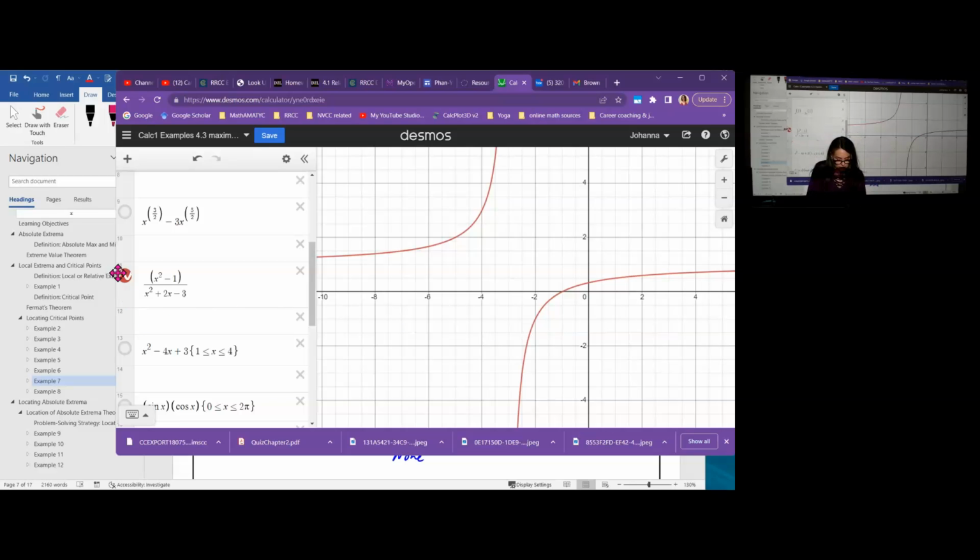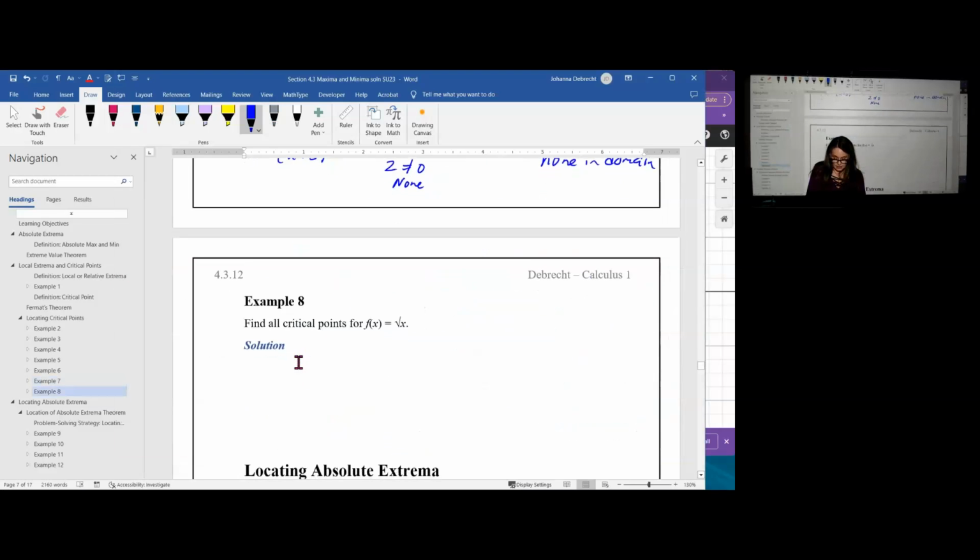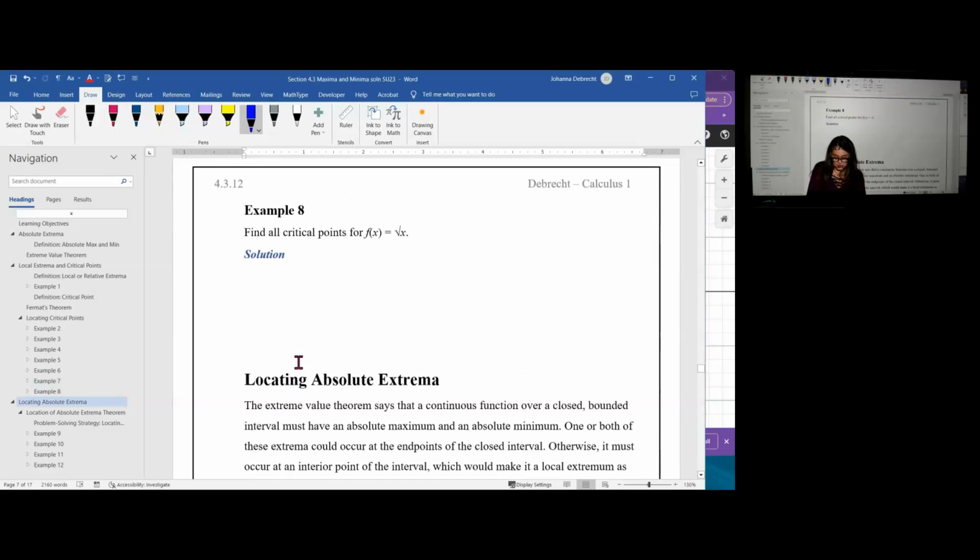Let's now turn our attention to the next one, which is deceptively simple. It looks simple. It may not be as simple as you think. Let's take a look at the critical points for the square root of x. This is a simple enough one. Let's just go ahead and work it together. This is x to the 1/2 power.